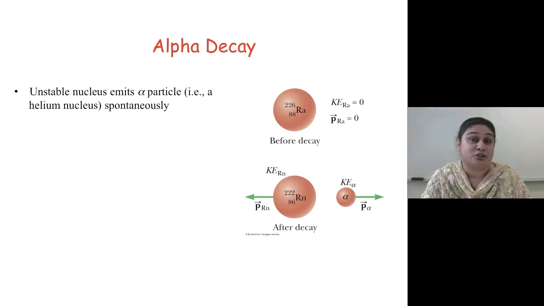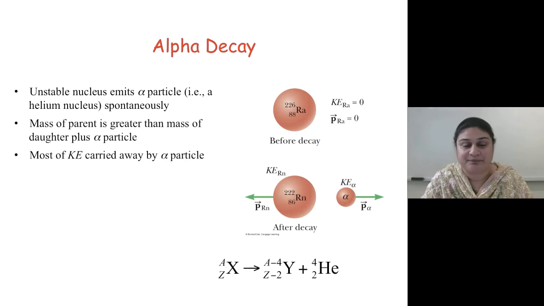Now let's talk about certain decays. So let's start with alpha decay. Alpha decay is when an unstable nucleus spontaneously emits an alpha particle, which is basically a helium nucleus. The mass of the parent is greater than the mass of the daughter plus the alpha particle, and most of the kinetic energy is carried away by the alpha particle. So that reaction looks similar to this.